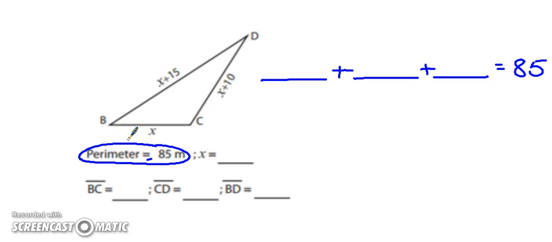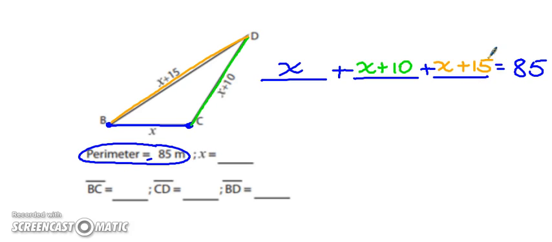So now what I need to do is look at this triangle and say, well, what are each of my sides? This first side here is called x. We don't know its length. We're trying to figure it out. The second side is x plus 10. The third side is x plus 15.